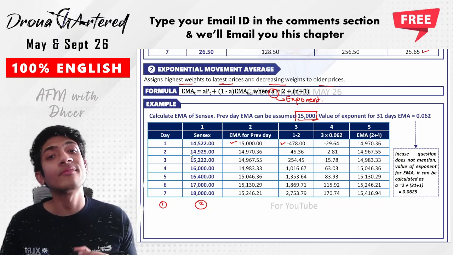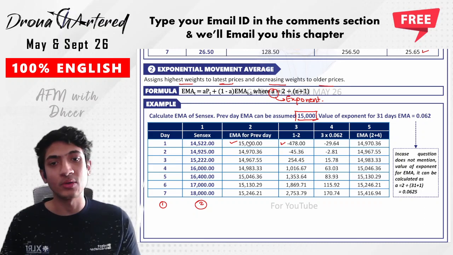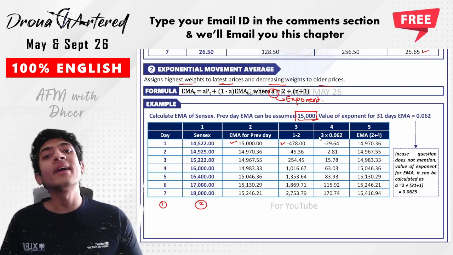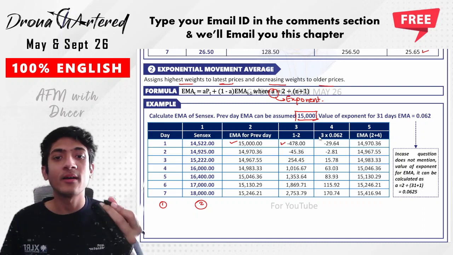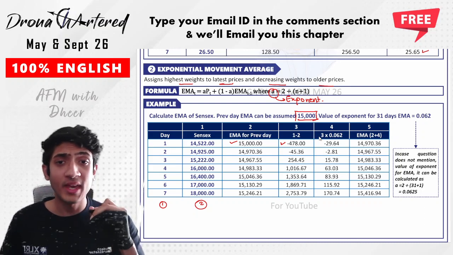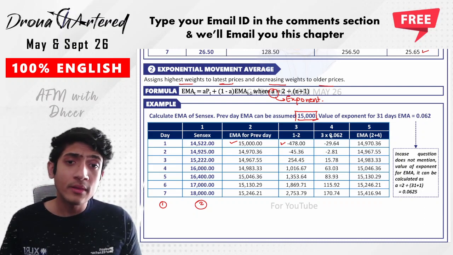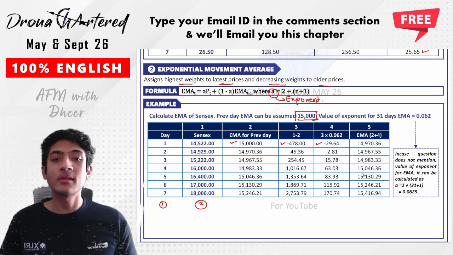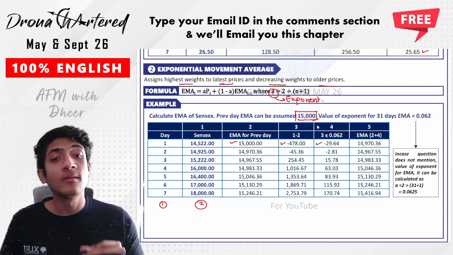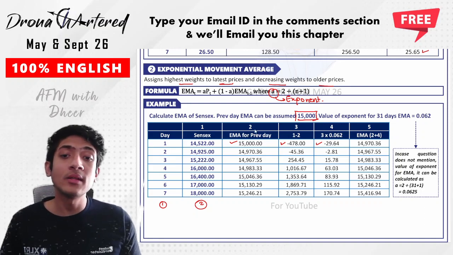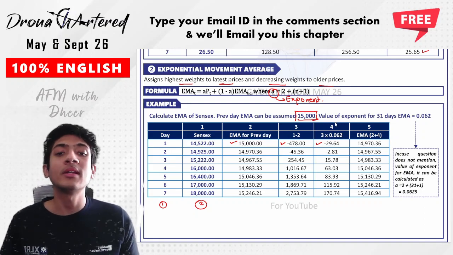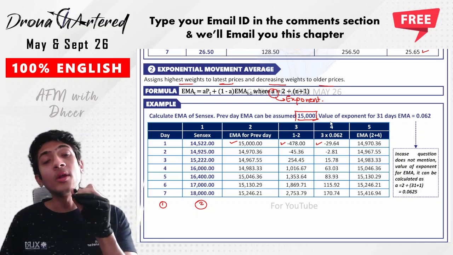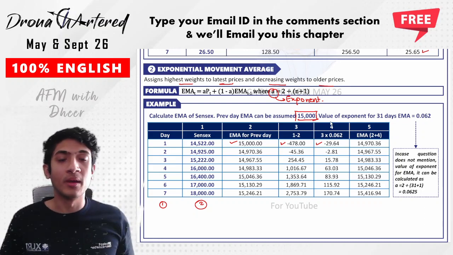That is 14,522 minus 15,000. Next, you multiply this with your exponential average, that is your A. In this case, it is 0.062. You multiply this and you will get minus 29.64. And last, you add this to the EMA for previous day. So basically, what we've calculated in column 4 is your change in EMA, right?